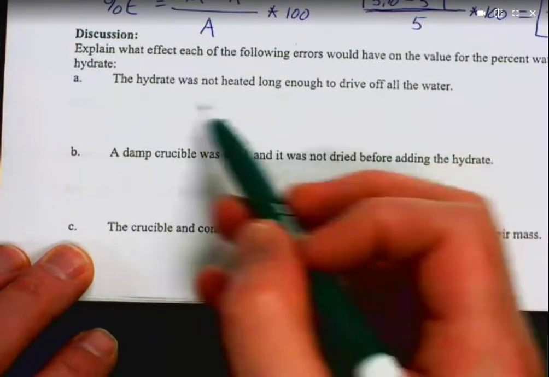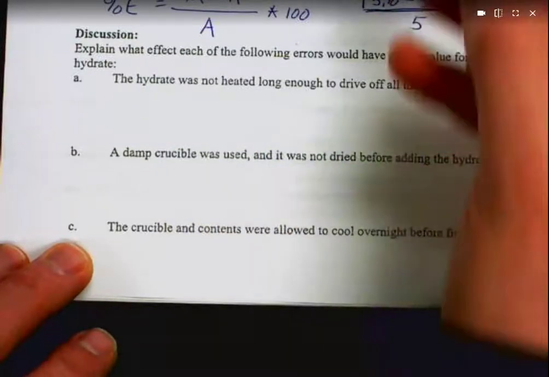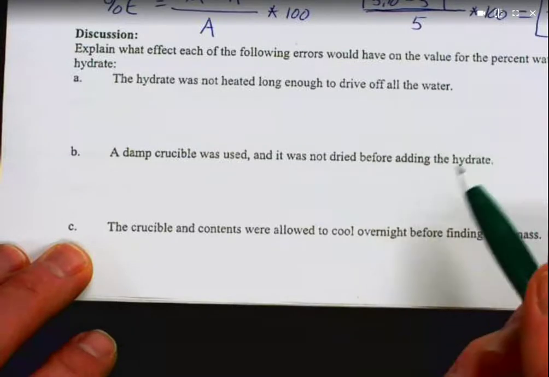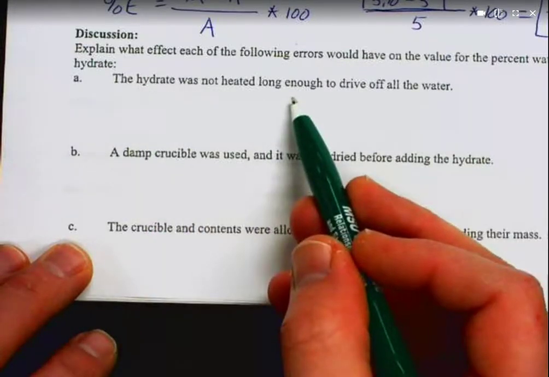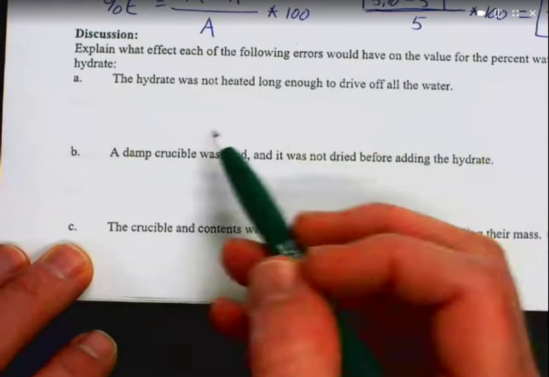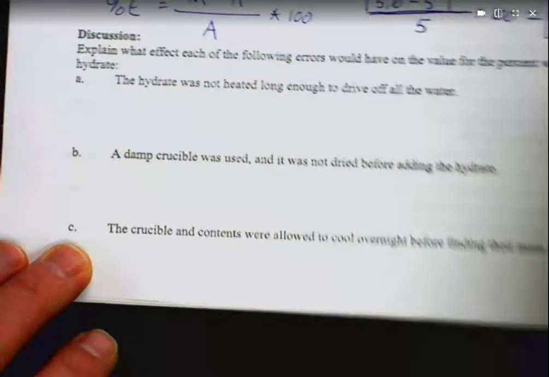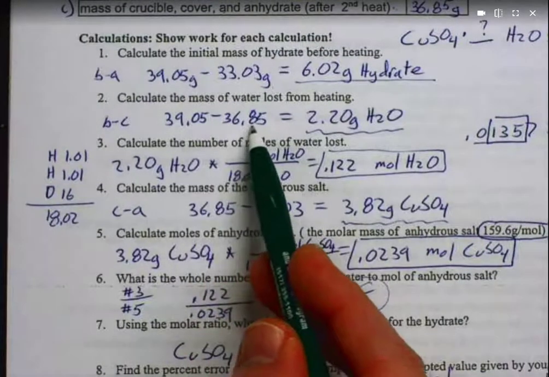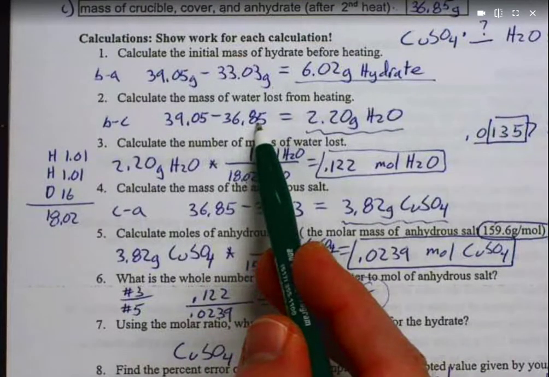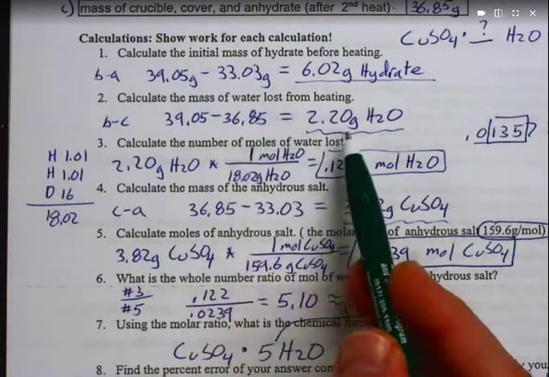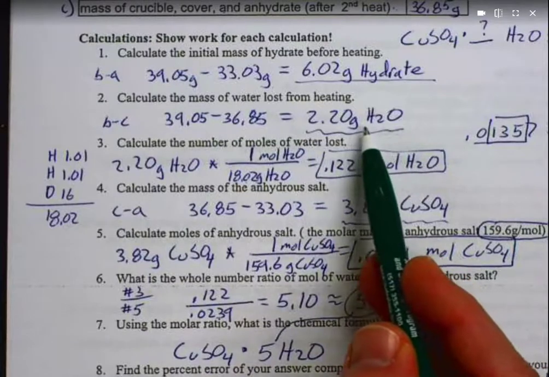So what you do is you take the error and you follow it through the mathematics to see how it mathematically impacts your answer. So here they just didn't heat it long enough. They're just like, whatever, close enough. And so when they mass it, there's still water left in it. So that means this number right here is not as small as it's supposed to be. So making this number bigger actually makes the mass of the water smaller. And so as we go through, you'll see how that's going to mess things up.